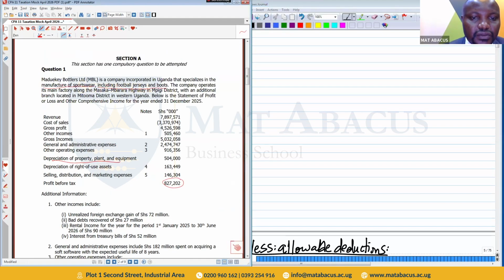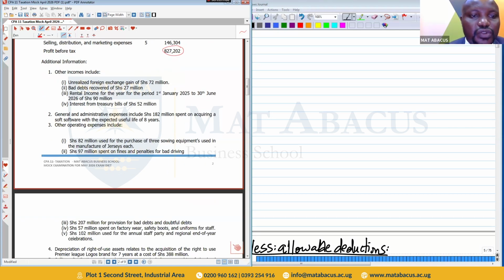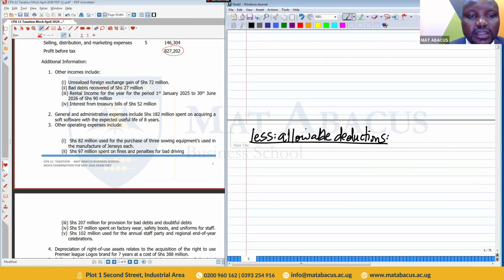So the examiner gives you the profit and loss, and the profit and loss has notes, note 1, note 2, 3, up to 5, sorry. So you start with note 1. Note 1 is about other incomes. So other incomes, we have unrealized foreign exchange gain. Unrealized foreign exchange gain is income that is not yet earned because it is unrealized. So you cannot tax it. So it is not taxable. So you put it under allowable deductions.